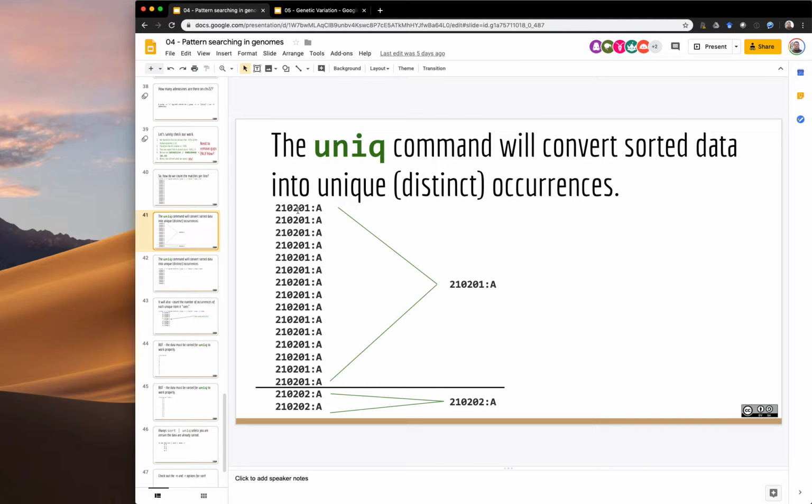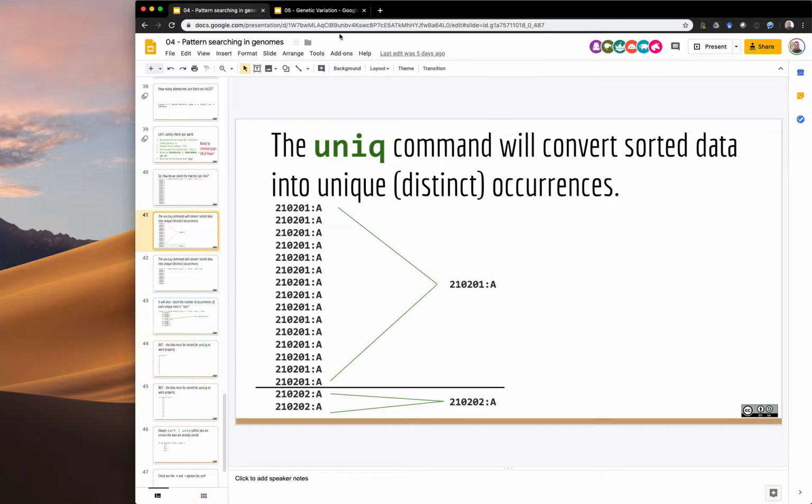So for instance, in this block of text, there's the number 210.201:A multiple times. The unique command, if this data is sorted this way, will tell you, yes, this is the unique value in that block. There's a lot on the internet about sort and unique. Combining sort and unique is a common pattern for data analysis. It's relevant to what you're doing in the homework, so look at slides like 40 through 47. There's probably a million web pages about this same thing too. But just a tip for the homework that's due Thursday.